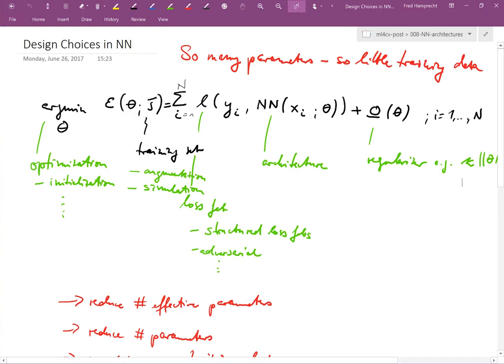Then I mentioned this dependence on the training set, which can be augmented artificially by either distorting the samples that you have or by simulating more training data. More on this in a few minutes. Then we have the loss function.